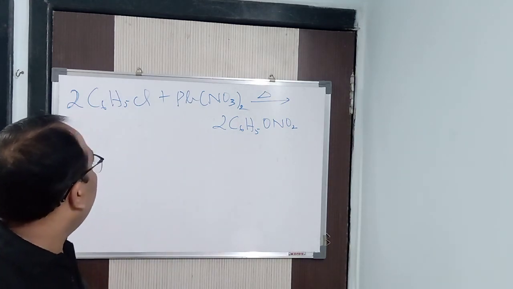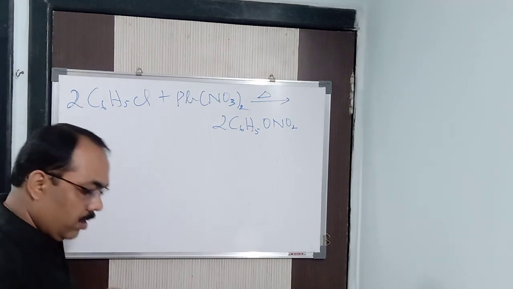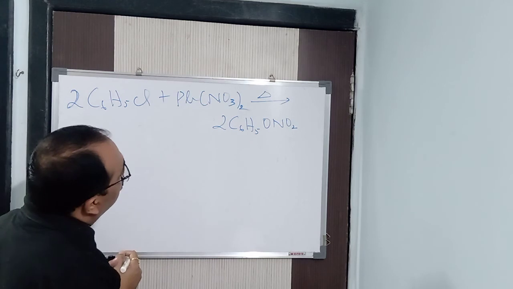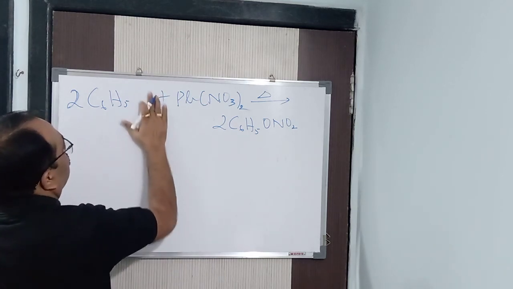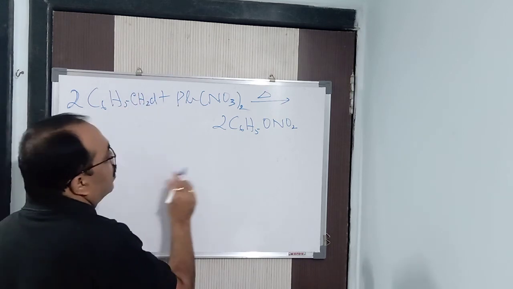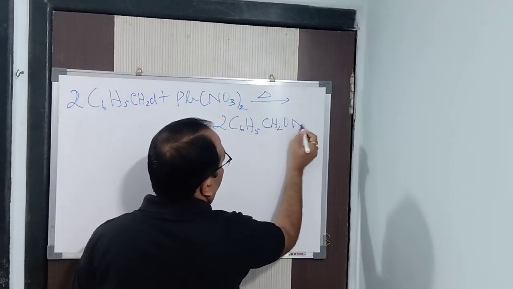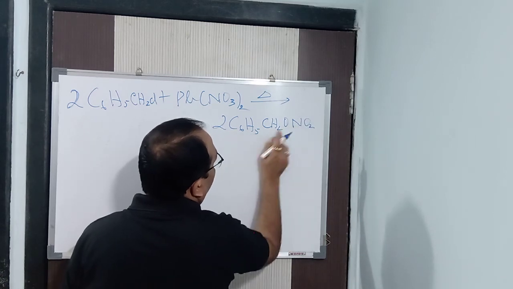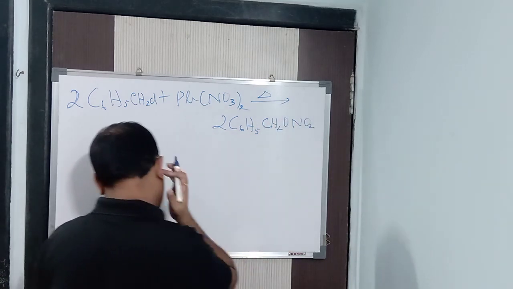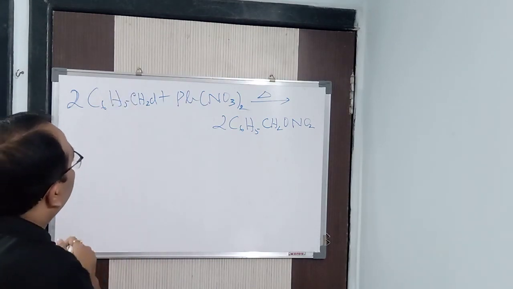I've done something wrong here. I'm very sorry, children. Here it will be CH2Cl. So hence it will be C6H5CH2ONO. Because I was wondering how will I get aldehyde, because I want C6H5CHO. One more carbon I wanted. So I forgot to write it here.